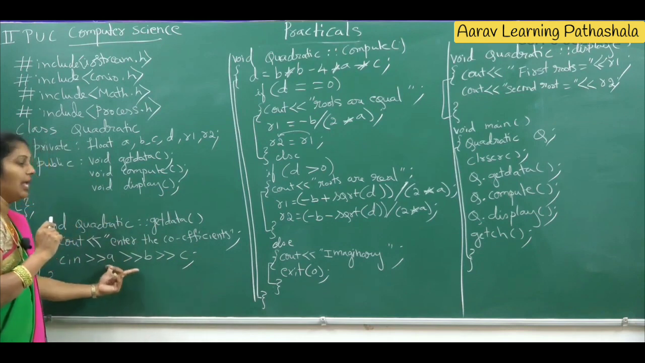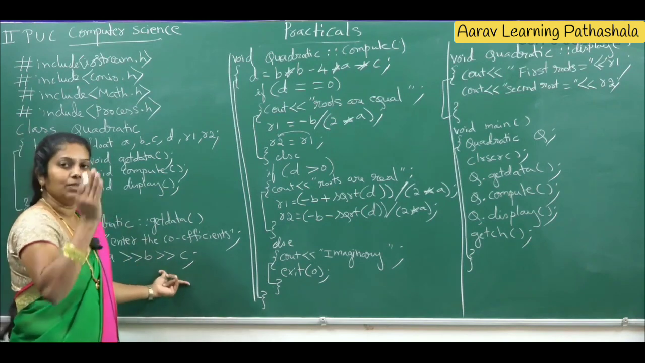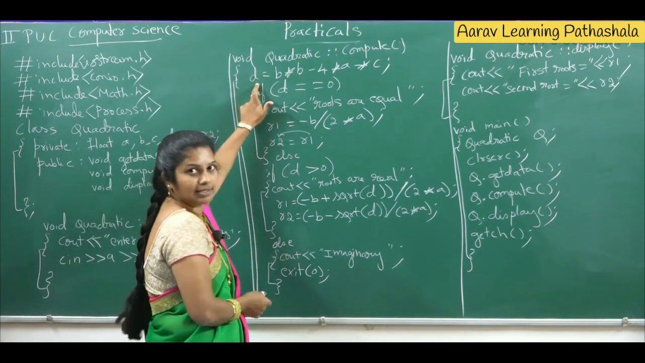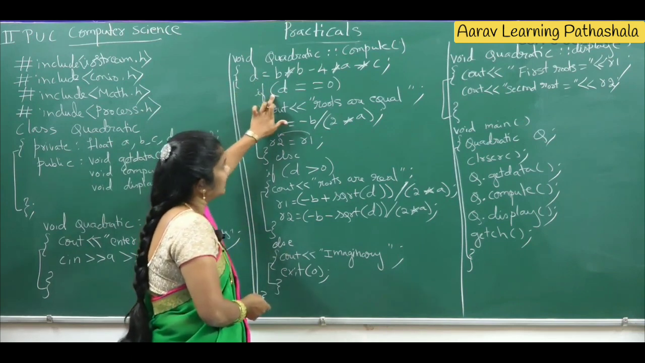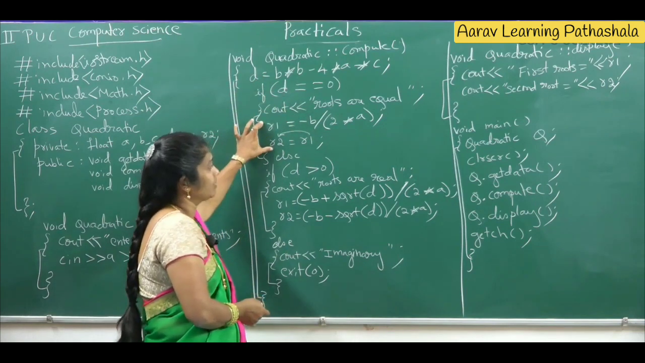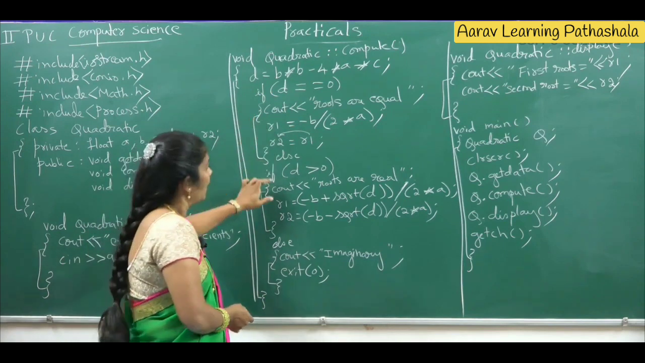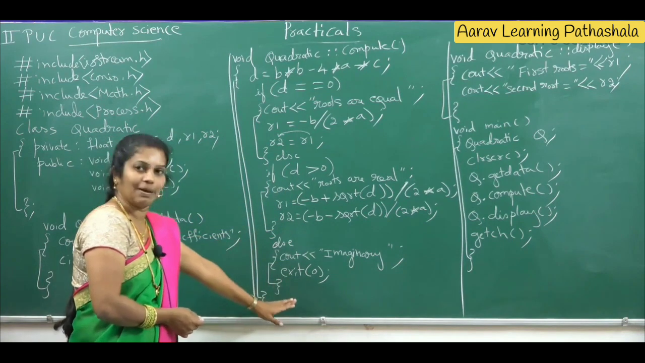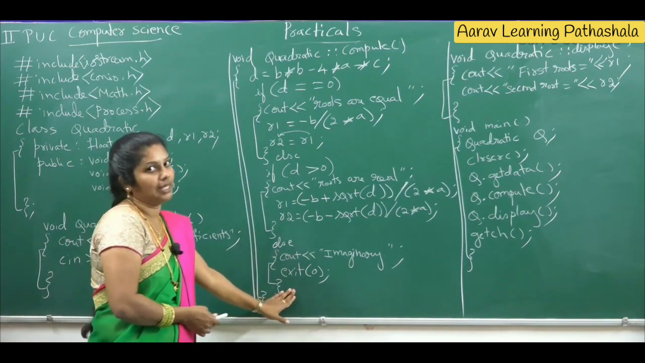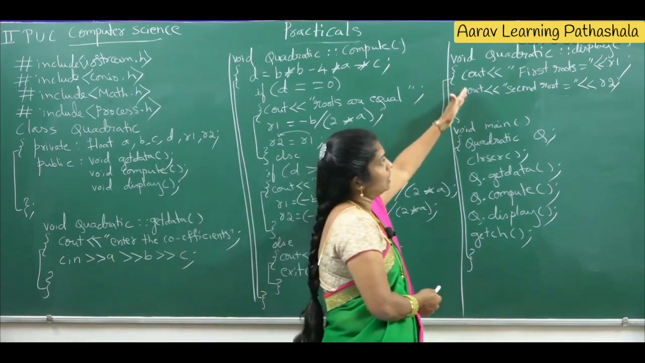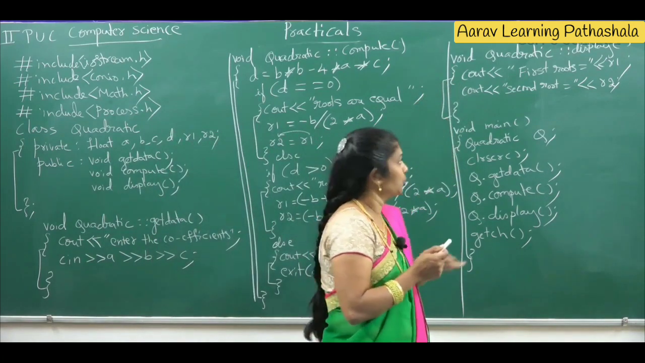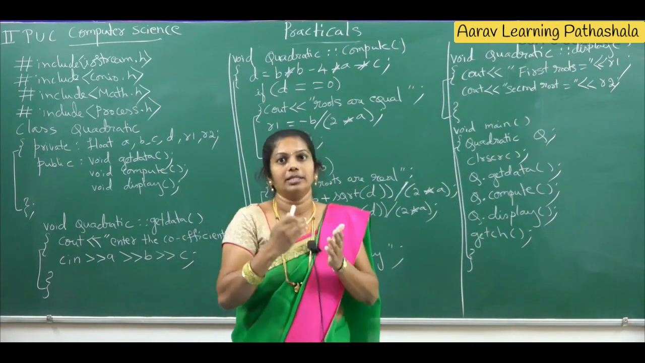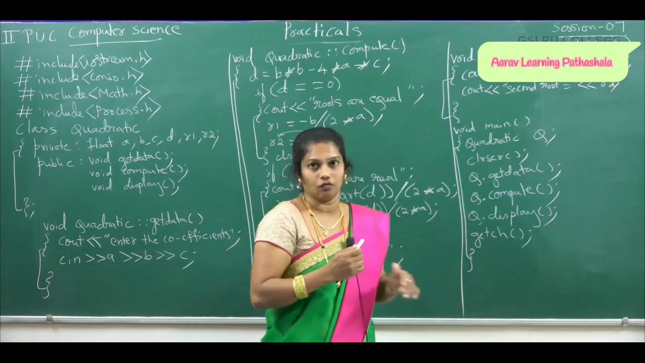First write the get data function, enter the coefficients, otherwise you can write enter the values of a, b, c. Then in the compute section, first find the discriminant. Then by using the discriminant, if it equals 0, root 1 as well as root 2 are both equal, same. If the discriminant is greater than 0, then find root 1 as well as root 2. The else part has to display that it is imaginary, then exit. Then in the display function, display both root 1 as well as root 2. Then in the main program, first create the object and then call the functions by using the object of the class.